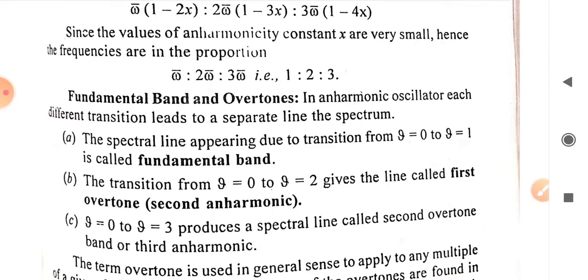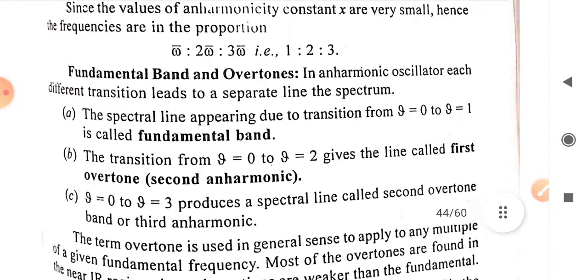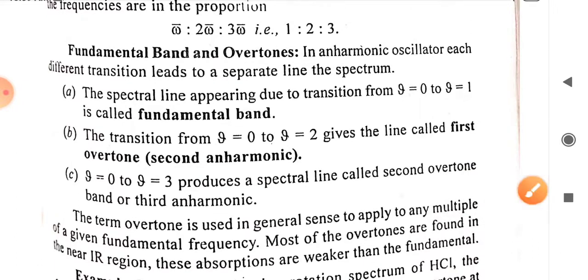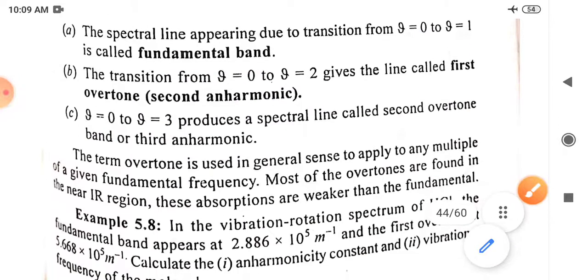So in summary, in anharmonic oscillators, each different transition leads to separate lines in the spectrum. The first transition, from V equals 0 to V equals 1, is simply called the fundamental band. Then the transition V equals 0 to V equals 2 gives you the first overtone, which is called the second harmonic band. And V equals 0 to V equals 3 produces the spectral line called the second overtone band, or the third harmonic band.